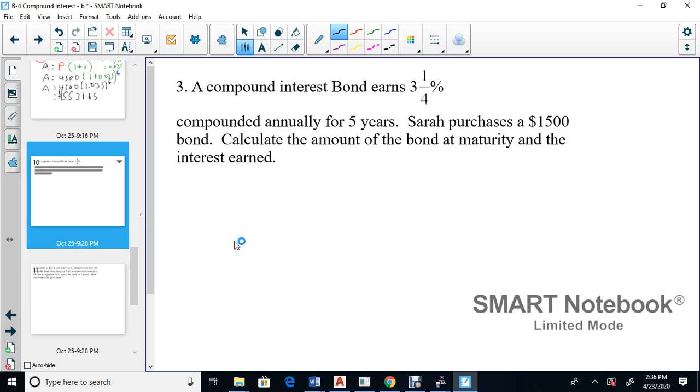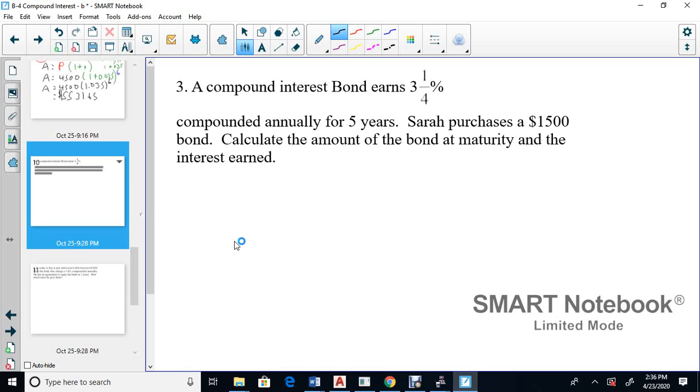Okay, we're going to do our first problem. So the first problem here is a compound interest bond earns 3.25%, compounded annually for 5 years. Sarah purchases a $1,500 bond. Calculate the amount of the bond at maturity and their interest rate.